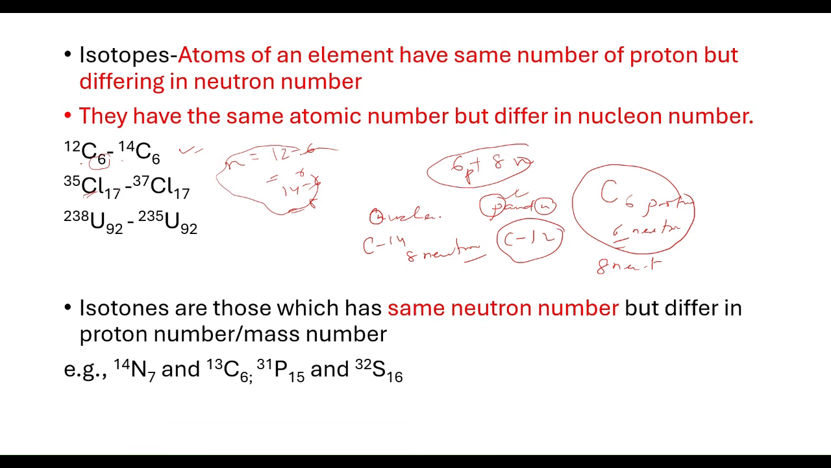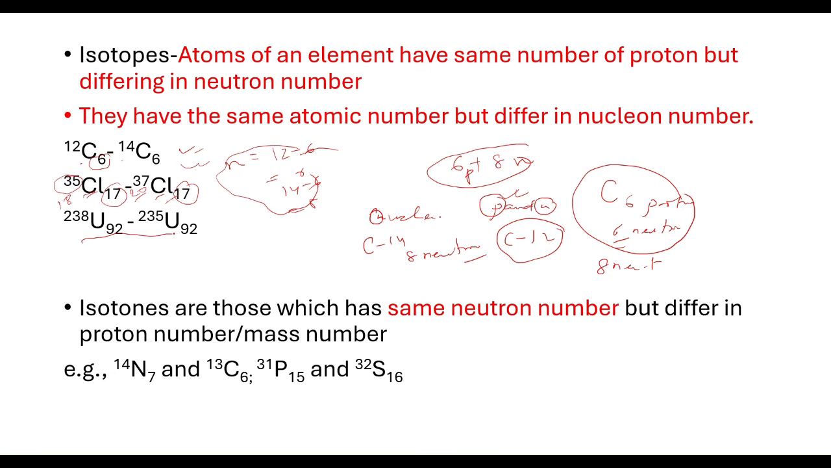Then we have chlorine. We have chlorine 35 and chlorine 37. So chlorine has 17 protons in the nucleus, but they differ in their neutrons in their nucleus, that is in this case 18 and in this case 20. So 18 and 20 are different in their neutrons, and they differ in their mass number also. So this is an example of isotopes.